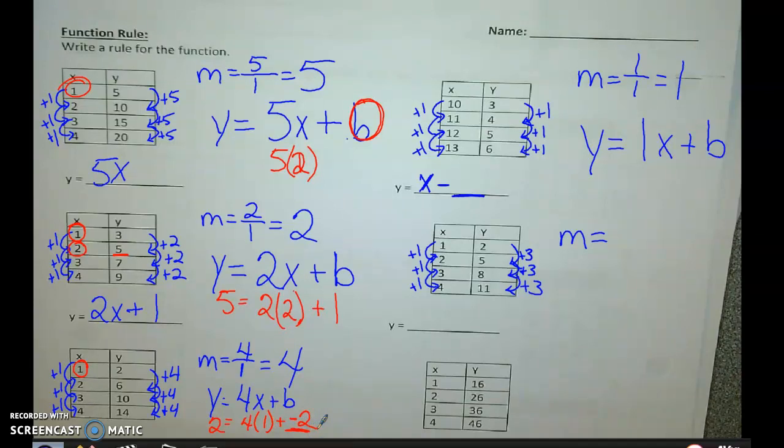So our rule is y equals 4x minus 2. And if I check it for another one, let's try 2. 4 times 2 is 8, minus 2 gives me 6. So that means it is correct.